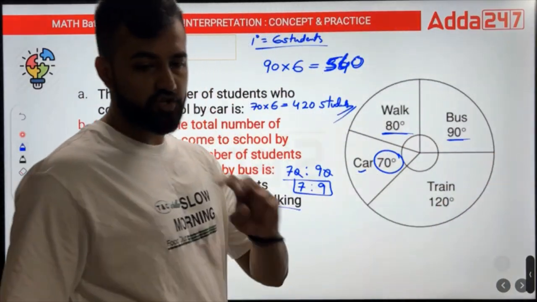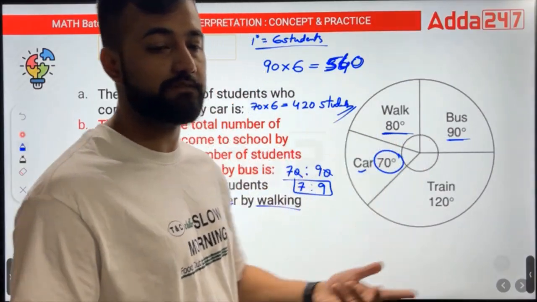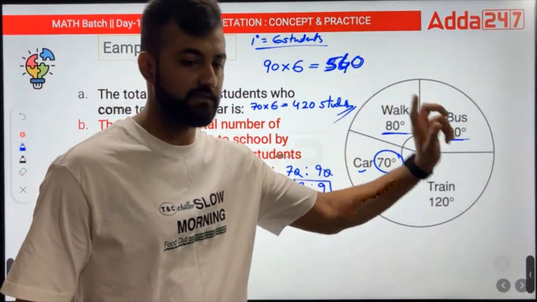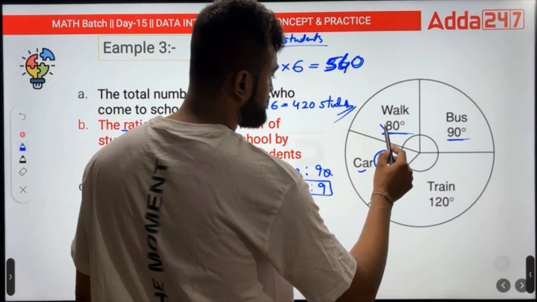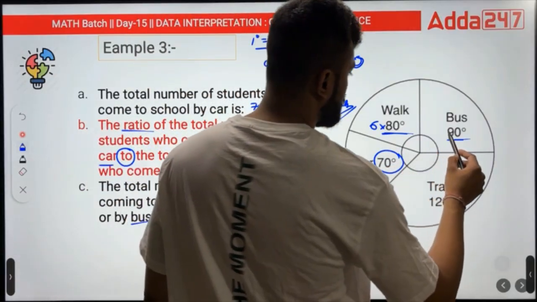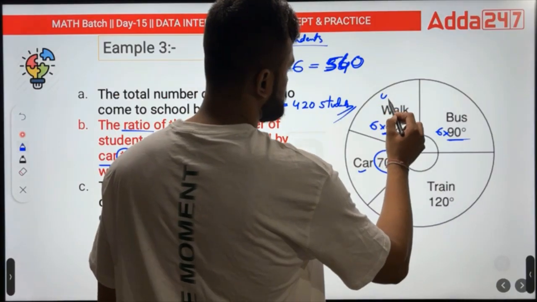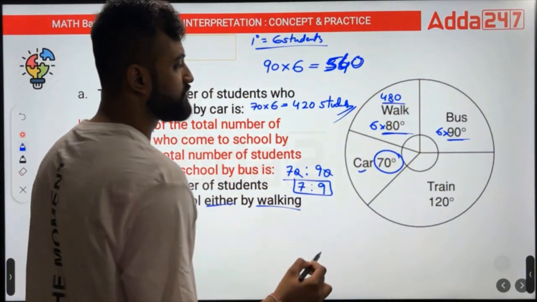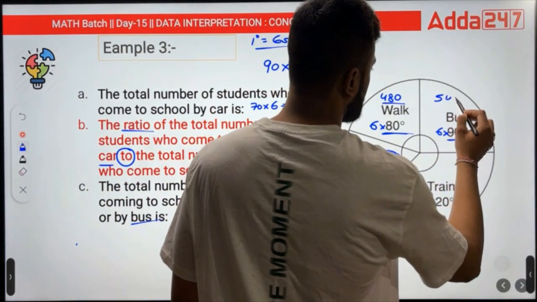So here also I'll show you two ways of doing it. First way is what the students will do: first they'll find the value for walking and then they'll find the value for bus. How will they do it? 1 degree is 6 students, so 80 degree would be 80 into 6. Similarly here it will be 6 into 90. So out here, how much is walking, sir? 480 students walk, and out here you're getting 540.